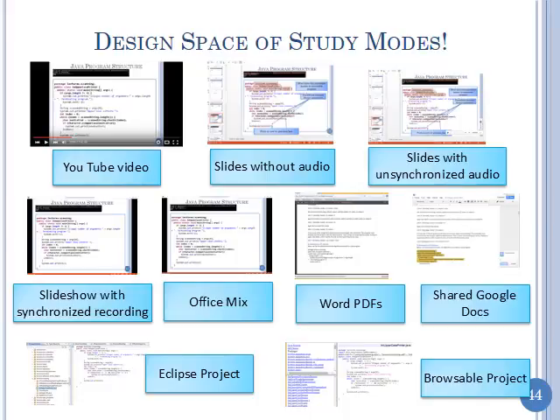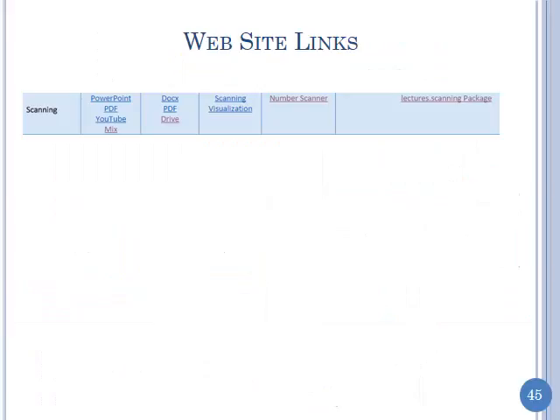Now, given all these mechanisms, and by the way, for each unit, I'll have all the links. Okay, so if the unit is scanning, I'll tell you, here's the PowerPoint, here's the PDF, here's the YouTube, here's the mix, here's the docx, here's the drive version, and even some animations here, and here's the link to the code, hyperlinked code. Okay, so you can't tell me I haven't given you enough information.